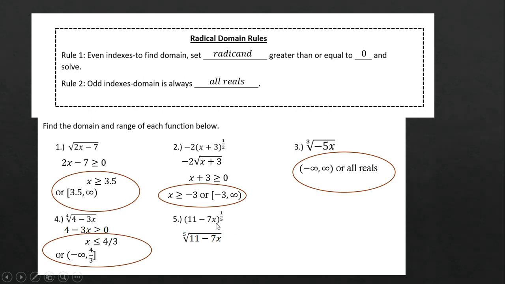And then number 5, it's up to you if you want to change this into a radical format, or if you pick up on the fact that this is a 1/5, great. But it's an odd root, so there's no need to check anything. You can put anything you want in for x.